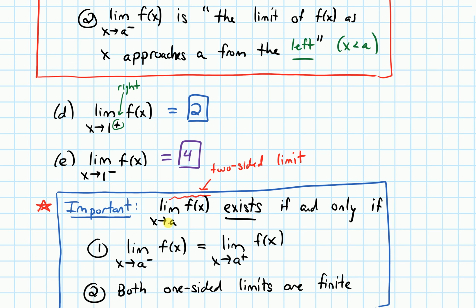A limit as x approaches a of f of x, a two-sided one, exists if and only if the limit as x approaches a from the left, because that's what the minus sign means, of f of x, equals the limit of f of x as x approaches a from the right, because that's what the plus sign means. And moreover, both of these one-sided limits need to be finite. So it's not enough for both of them to just be infinity. That would fall into the D and E category. They need to be equal, and both of them need to be finite. All right, so let's do some more examples.